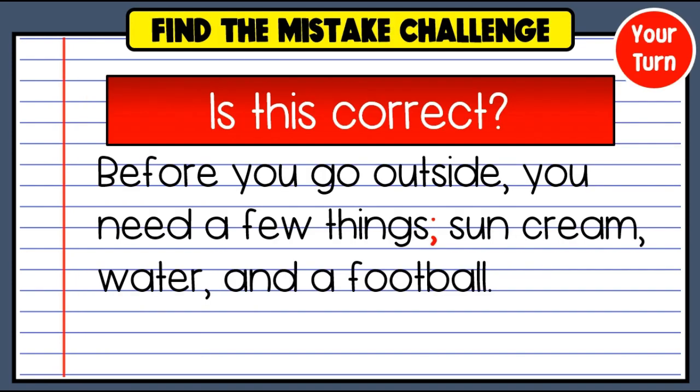So, find the mistake challenge. I just want you to know, is it correct or incorrect? Read the sentence. Before you go outside, comma, you need a few things. Semicolon, sun cream, comma, water, comma, and football. You can pause the video now and see if you can answer it yourself.